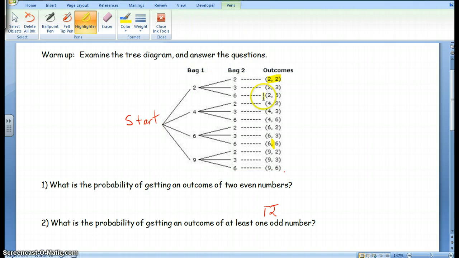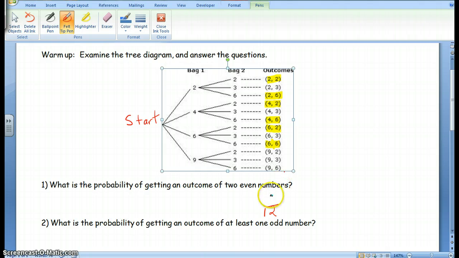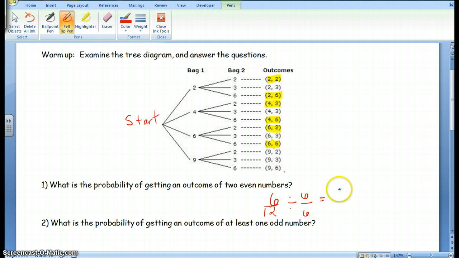So these are 2 even, these are 2 even, these, and these. And I know not to highlight any of the ones here because my first number is 9, so I can't possibly get 2 even numbers there. I'm just going to leave those alone. So now I'm going to count. This is what I'm looking for, 2 even numbers. 1, 2, 3, 4, 5, 6. Since there are 6 outcomes for 2 even, that becomes my numerator. My probability of getting 2 even numbers is 6 out of 12. If I want to simplify that, I'm just going to divide by 6 over 6, which will give me 1/2.